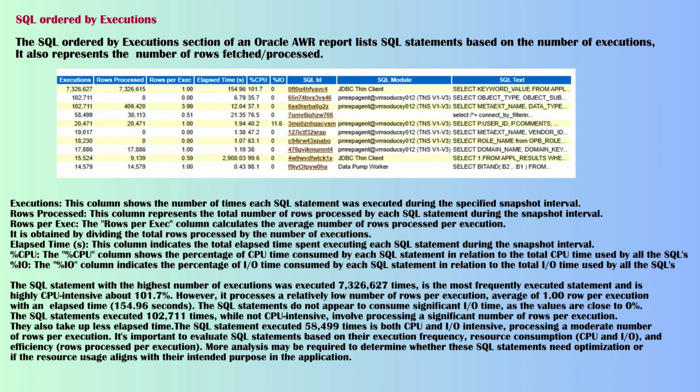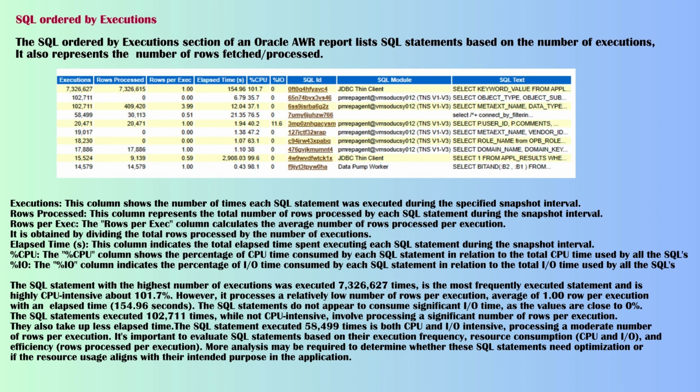%CPU. The %CPU column shows the percentage of CPU time consumed by each SQL statement in relation to the total CPU time used by all the SQLs. %IO. The %IO column indicates the percentage of IO time consumed by each SQL statement in relation to the total IO time used by all the SQLs.